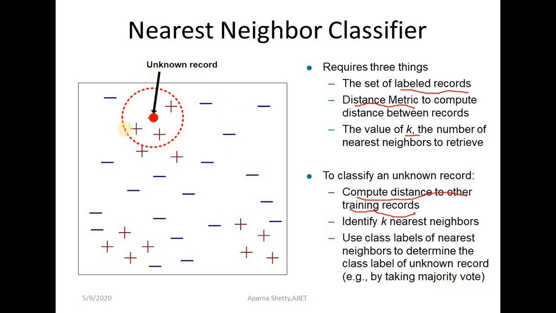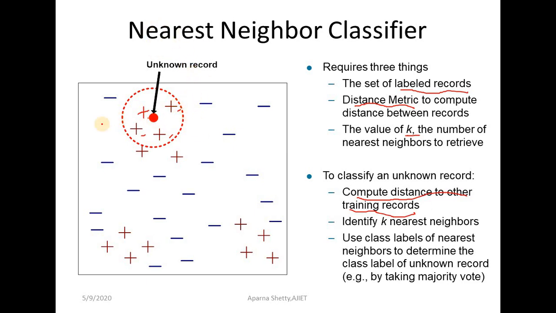Now we have here 3 nearest neighbors. Based on the class labels of these nearest neighbors, we will classify this unknown record. Since all the 3 records have class label plus, all the neighbors' class label is plus. Hence, we will assign a class label plus to this unknown record. So this is how we classify records based on the nearest neighbor classifier.